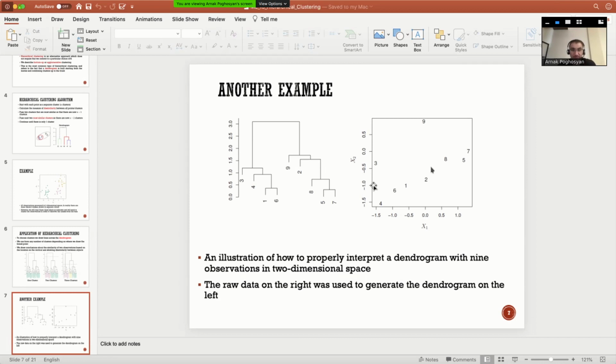And this is from bottom to top. At the top, we have only one very big merged cluster, which is containing all possible observations.